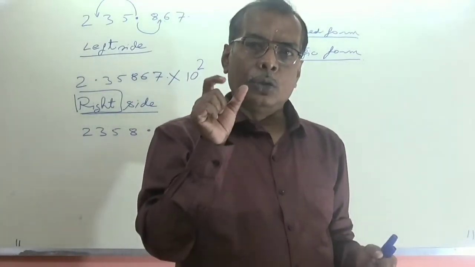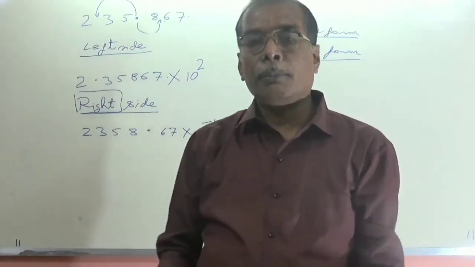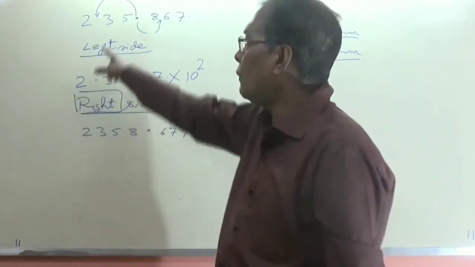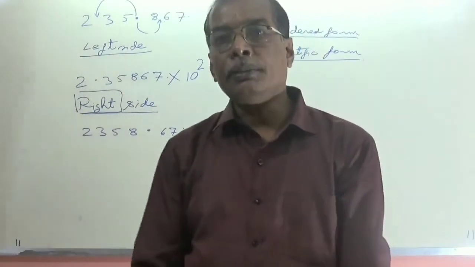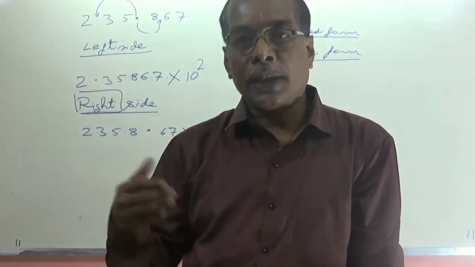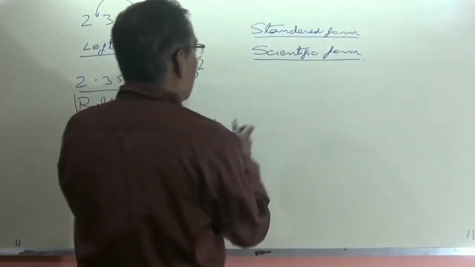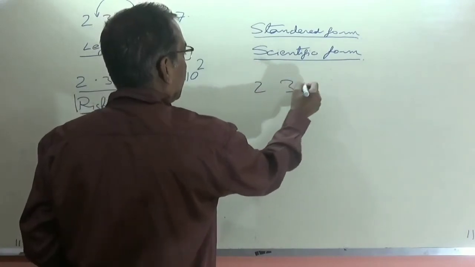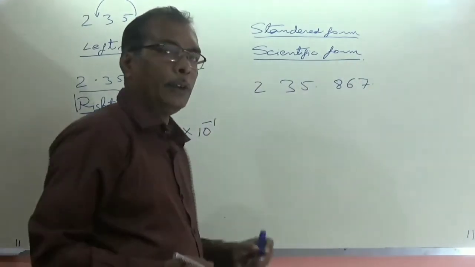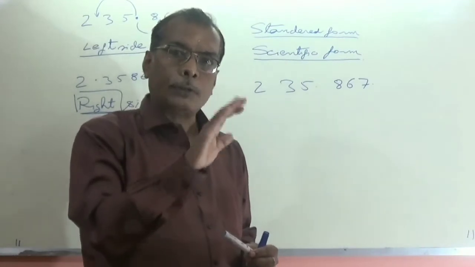That if we are going to denote any particular number by writing the decimals after one digit, then that number is known as being in scientific or standard form. As for example, suppose this one, 235.867. Suppose in the question paper it has been written to change this number into its standard form or scientific form.